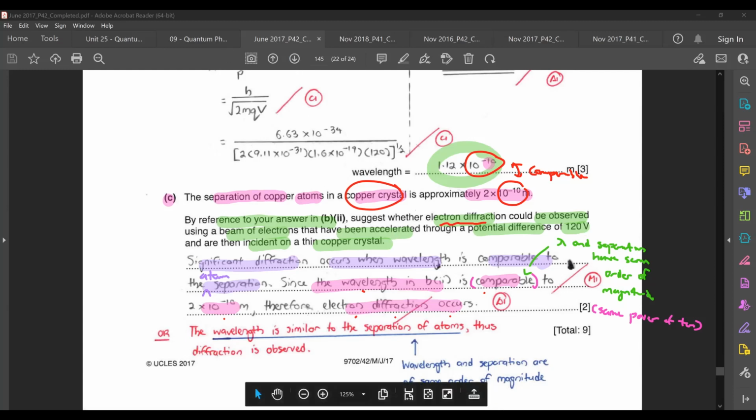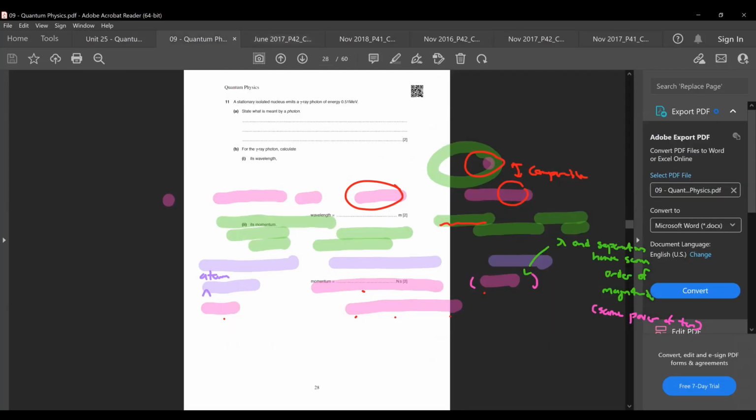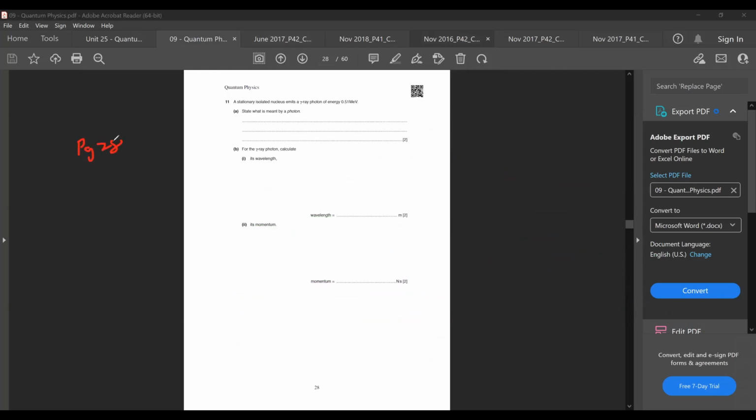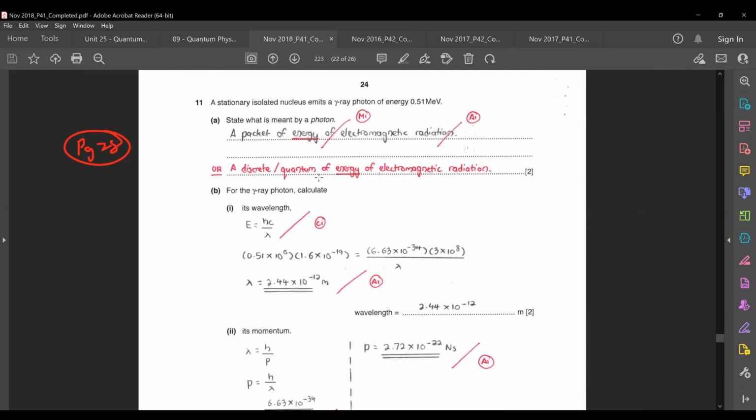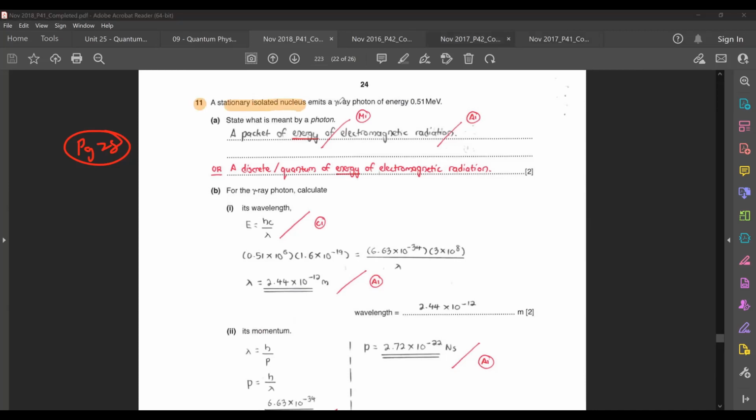So that's for this particular part. If that is okay, then you move on to page 28. Let me just clear this up and then move on to page 28. Page 28 is on November 18, P41. This one I think is a simple calculation question. You have a stationary isolated nucleus that emits a gamma ray photon of energy 0.51 mega eV. State what is meant by a photon. A photon, as before, is just a packet of energy of electromagnetic radiation. We can skip this one.